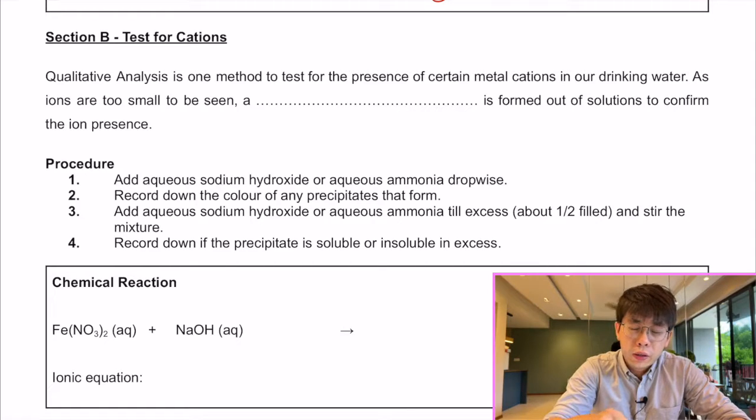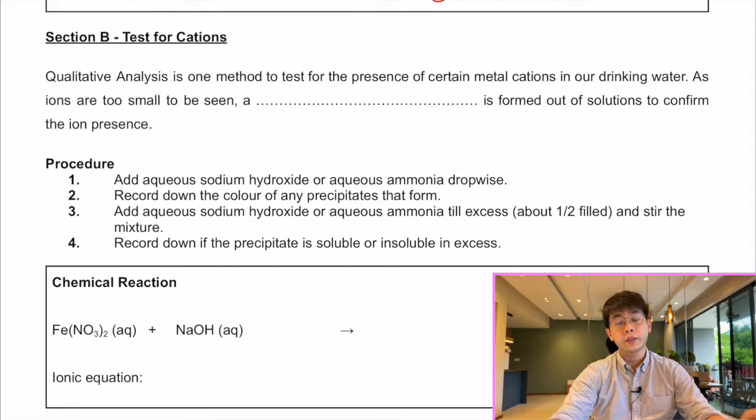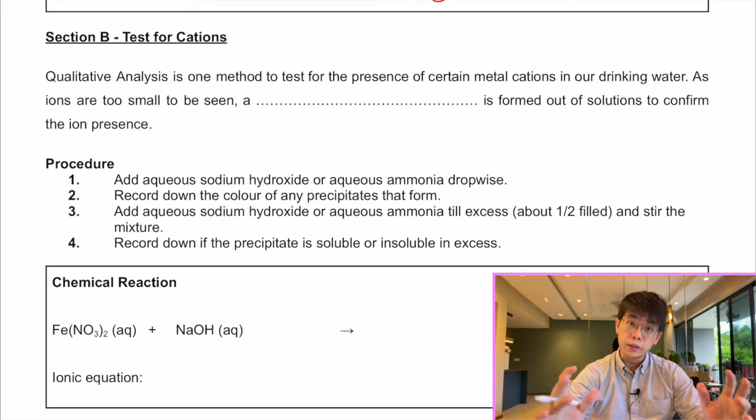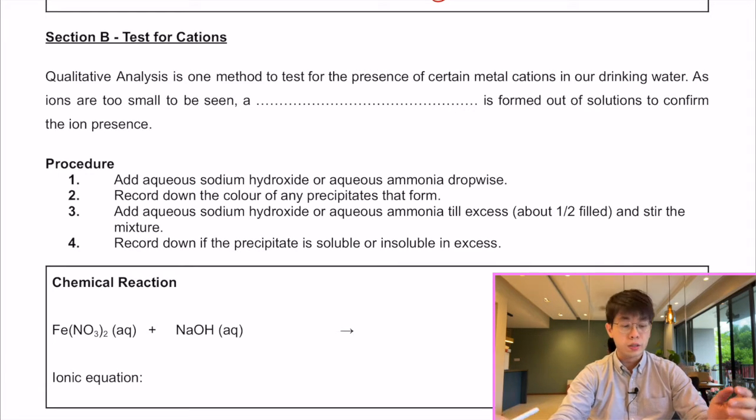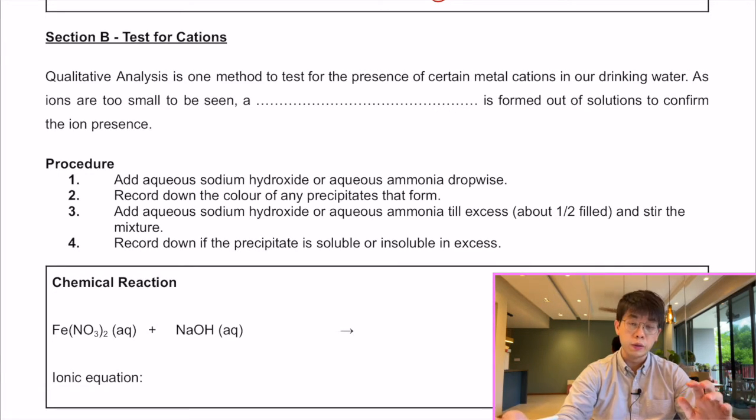Hi everyone. In this section of our lesson, we'll be learning about the test for cations. The test for cations is actually quite a big section, so we'll most likely be splitting this lesson into two different parts. Okay, so we need to first understand the theory and then after that the observations. In the test for cations, we are looking for metal cations, obviously.